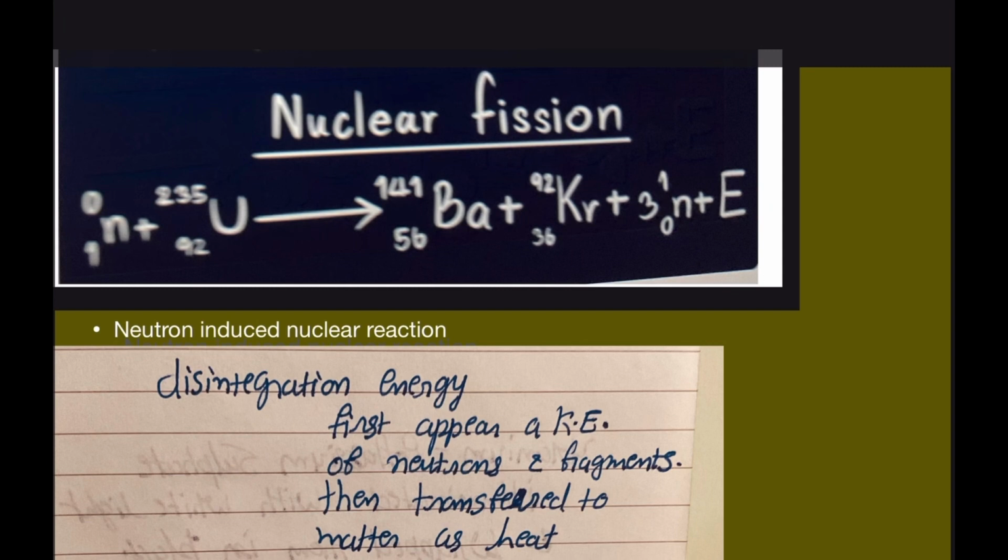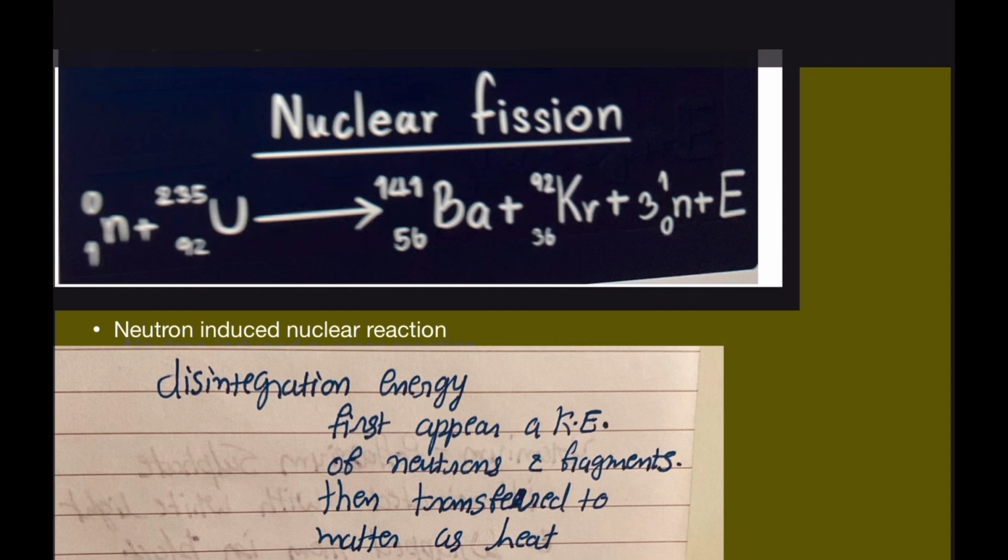If two lighter nuclei fuse together to form one heavy nucleus, energy will be released. Similarly, when a heavy nucleus splits into two or more mass fragments, energy will be released, and this process is called nuclear fission. If two lighter nuclei fuse together to form a heavy nucleus and energy is released, this is called nuclear fusion. The disintegration energy first appears as KE, that is, kinetic energy of neutrons and fragments, and then transforms into heat.